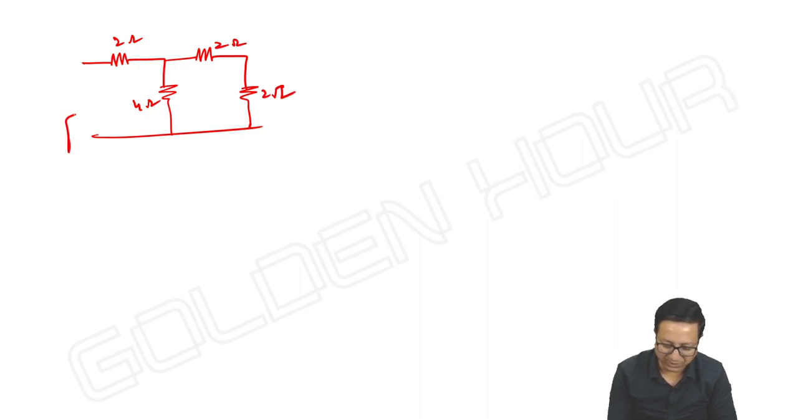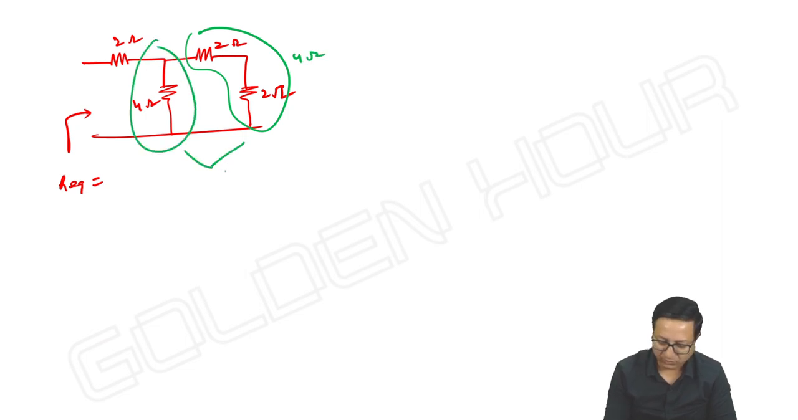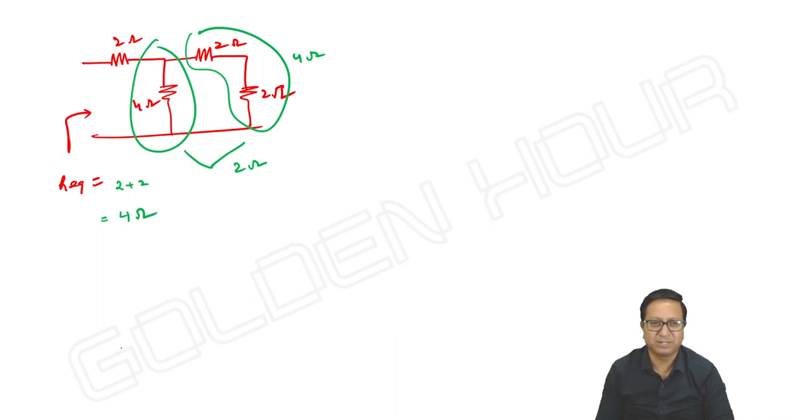We are well aware what the equivalent resistance is here. These two are in series. Method 1, according to that, it is 4 ohms and this is 4 ohms. So 4 ohms in parallel, it is again 2 ohms. Further 2 ohms plus 2 ohms, they are in series. So R equivalent is 2 plus 2, it is 4 ohms.